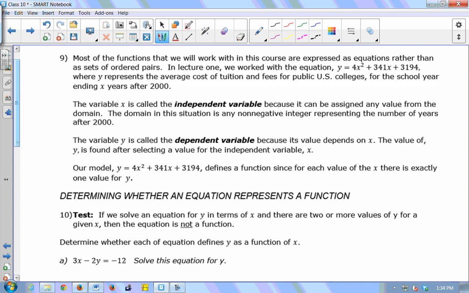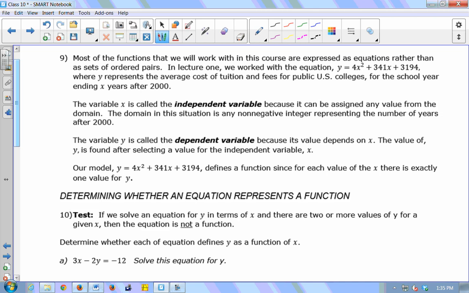Okay, so most of the functions we're going to work with in this class are expressed as equations rather than as a set of ordered pairs. So in the very first lecture, we worked with this equation 4x squared plus 341x plus 3,194, and it represented the average cost of tuition and fees in public U.S. colleges, and x is years since the year 2000. So x is called the independent variable because it can be assigned any value from the domain. And the domain in this situation is any integer years after 2000. Plug in any number 0 to infinity.